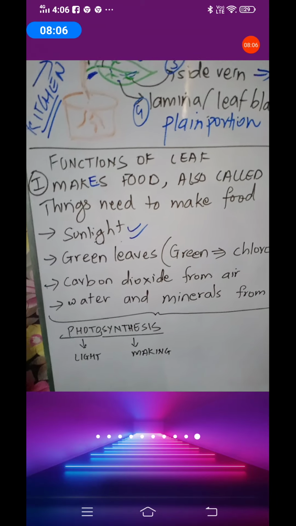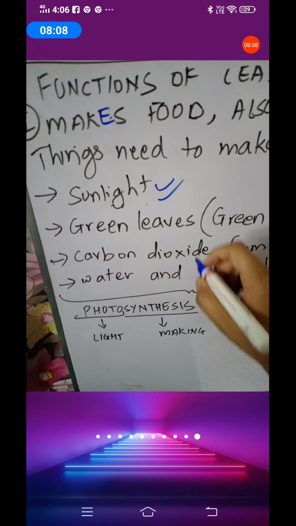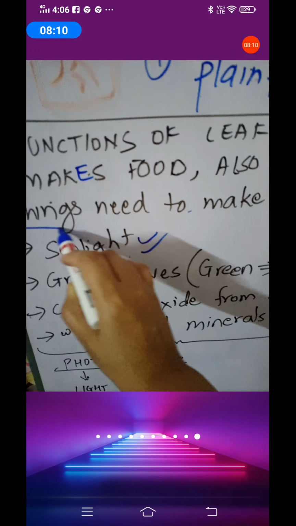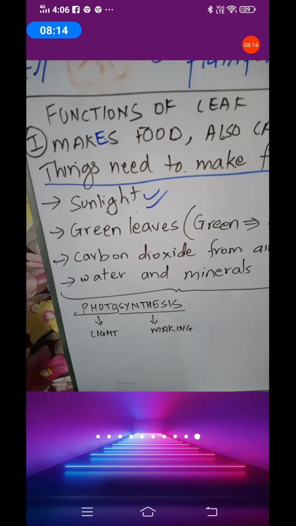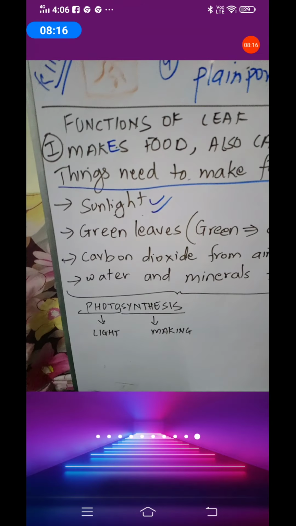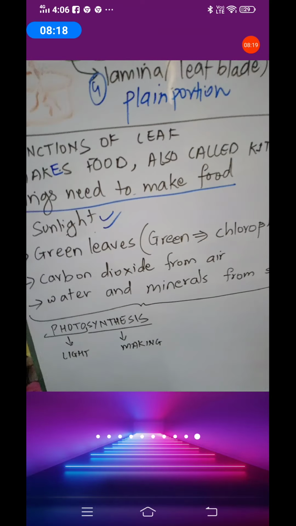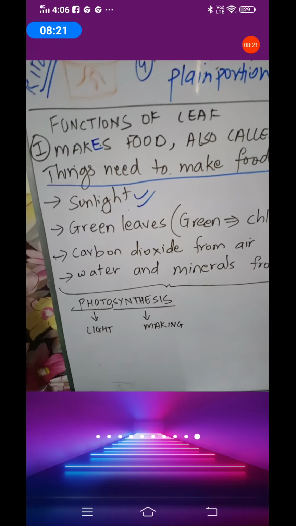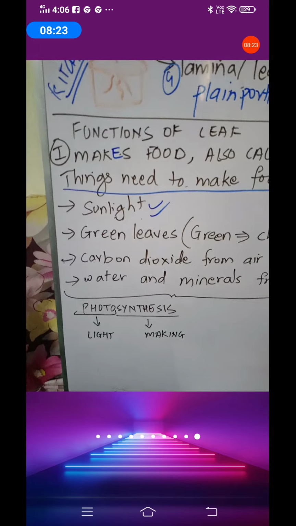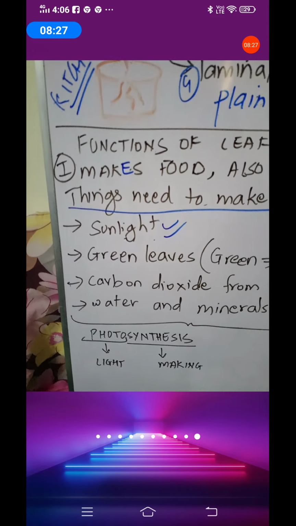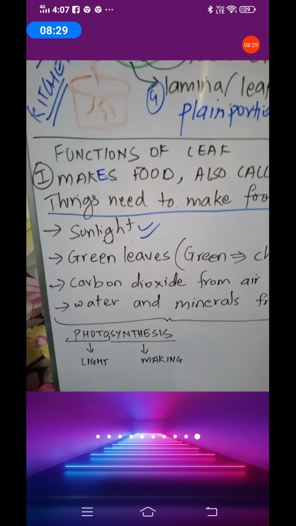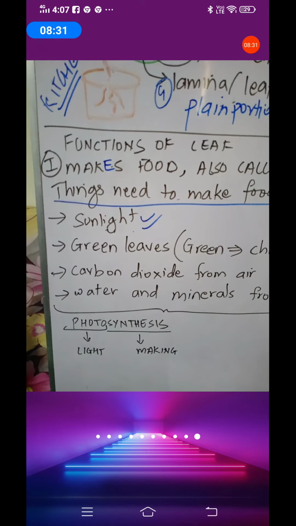Okay, similarly, I have written here that in order to make the food for plants, we require these 4 things. First is sunlight. Then I have written here green leaves. What do I mean by this? Is there a leaf of any other color? Yes, there are dry leaves which are brown in color, but they are actually dead leaves. Can a dead leaf make food? No, a dead leaf cannot make food.